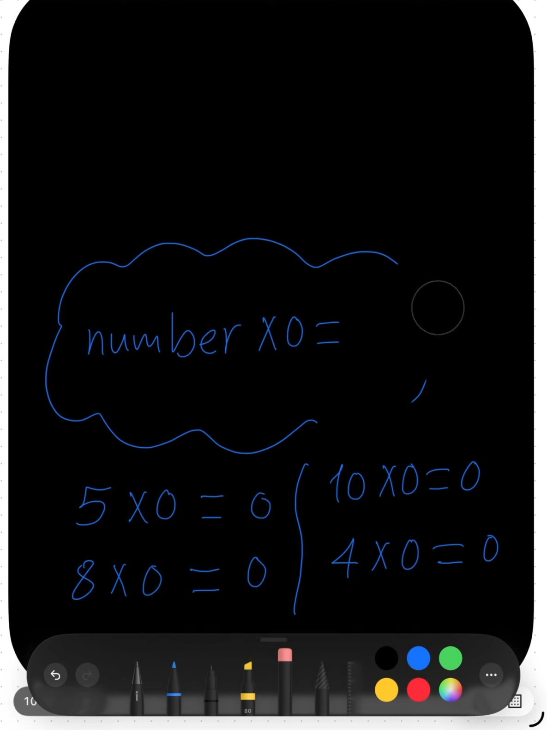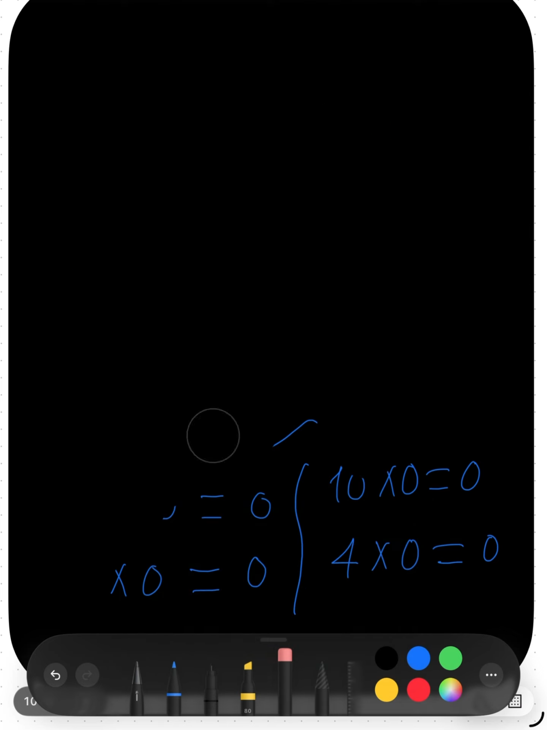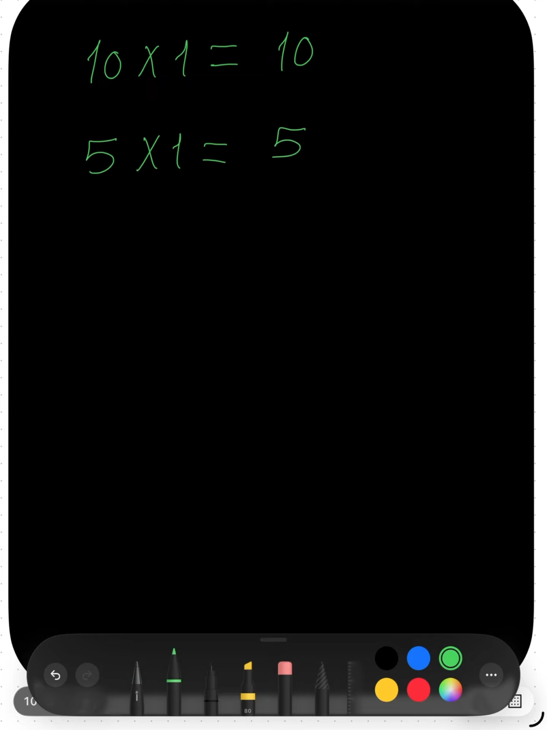What about if we have a number multiplied by 1? Any number times 1 equals the same number. For example, 10 times 1 is 10, 5 times 1 is 5, 8 times 1 is 8, 7 times 1 is 7, and so on. Any number multiplied by 1 equals the same number, and any number multiplied by 0 equals 0.